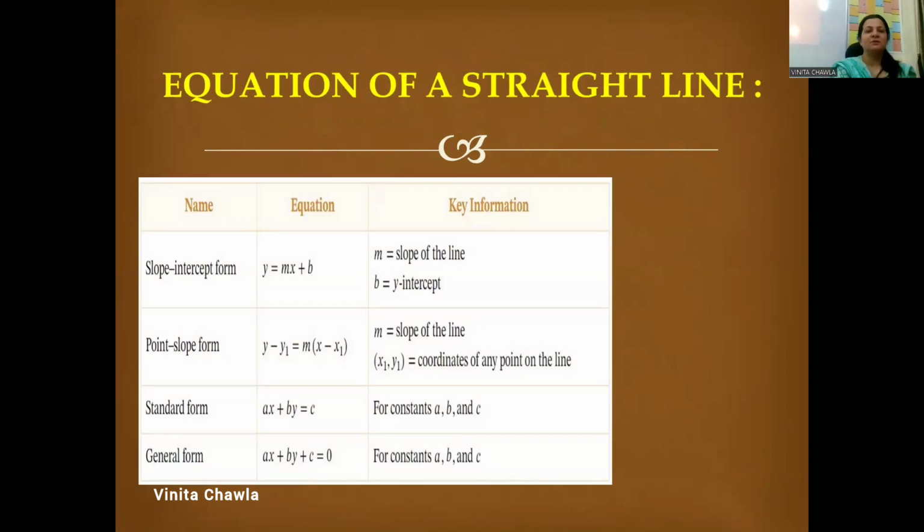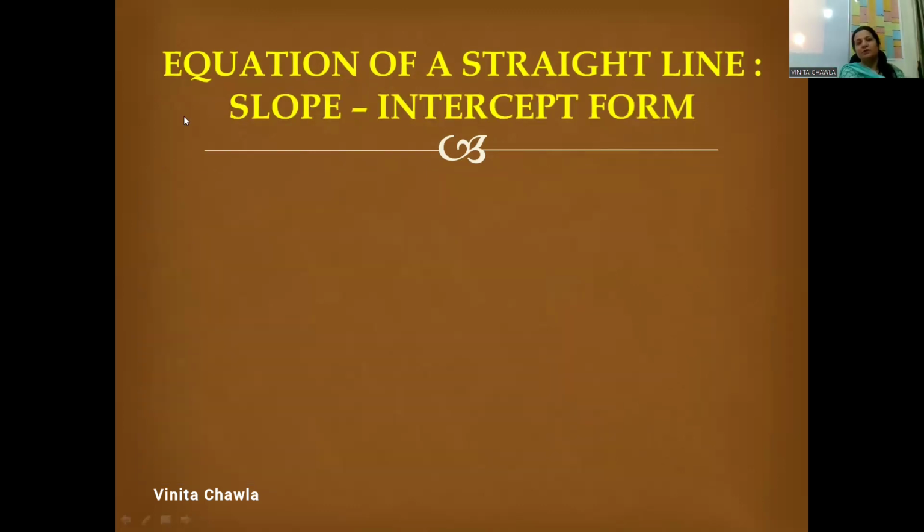Slope intercept form is when slope of the line and y-intercept are given, then we write slope intercept. We use this formula y is equal to mx plus b. This is point slope form. In point slope form, slope is given and x1 and y1, these two coordinates are given. Equation of a straight line, slope intercept form. Here we are talking about y-intercept, the point where the line cuts the y-axis.